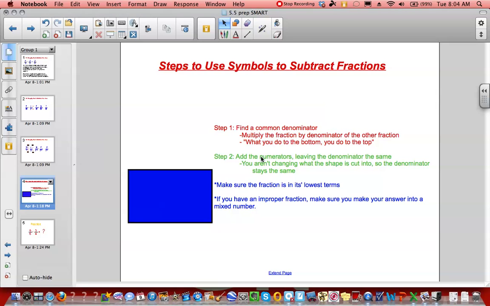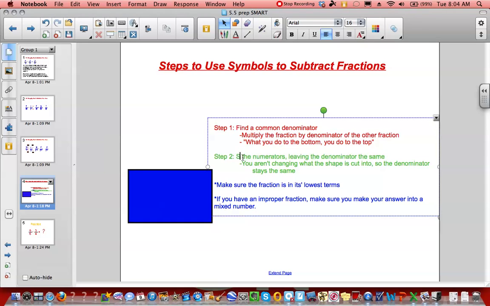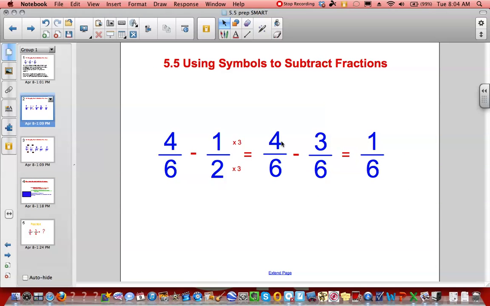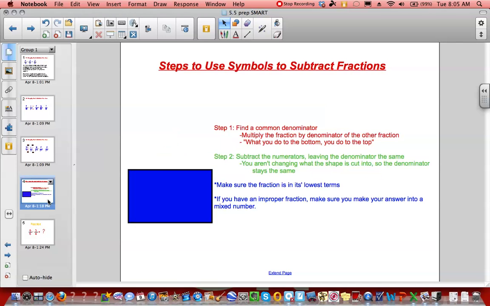Step number 2 is add the numerators. Sorry, subtract the numerators. This should say subtract. Subtract the numerators, leaving the denominator the same. You aren't changing what the shape is cut into, so the denominator will stay the same. In this case, as an example, 4 over 6 and 3 over 6, it's still cut into 6. Everything is still sixths. So 4 over 6 minus 3 over 6 is 1 over 6.